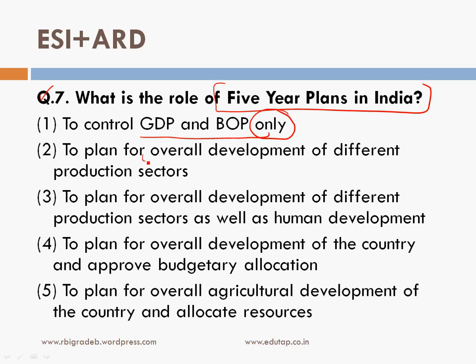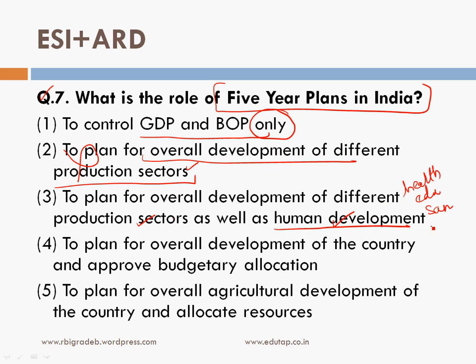To plan for the overall development of different productive sectors or production sectors. This is not a wrong option. This is right. Let's see further if we can find some better option. To plan for the overall development of different production sectors as well as human development. So option 2 now is eliminated because this is a better option as compared to 2, because it is including the second option, that is different production sectors, as well as human development. So 5-year plans also take care of health, education, sanitation, employment, social security, right? These are nothing but the various steps taken by the government for ensuring human development. So this option is better as compared to 2, so we eliminate 2.